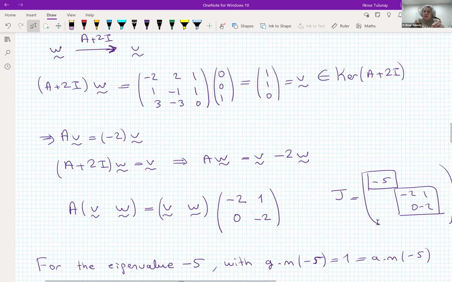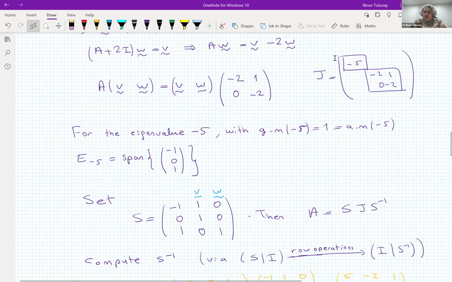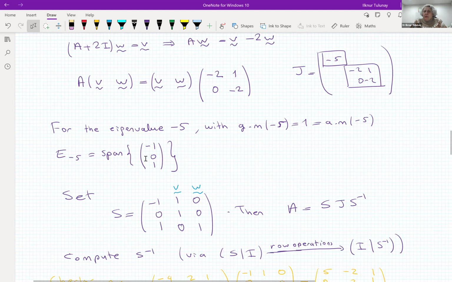And now let's get all this information together and find this S and S inverse. Remind ourselves what the eigenspace for minus 5 is spanned by. This is this vector. So set S, because we know that the order is very important. When we were working on the diagonalizable matrix, we realized that too. Each time you have the eigenvector corresponding to the eigenvalue in the diagonal, that's exactly the same idea. The idea didn't change.